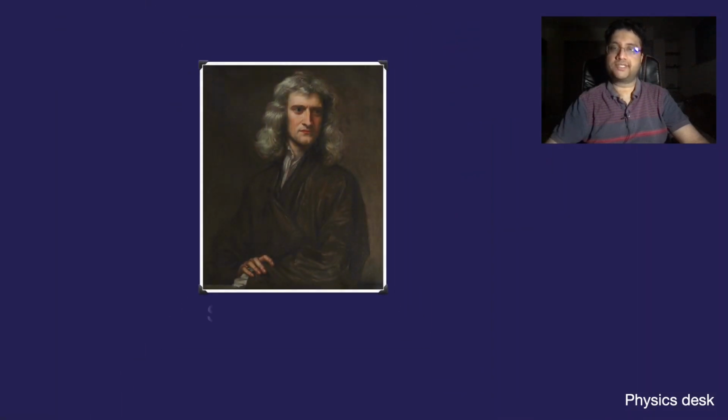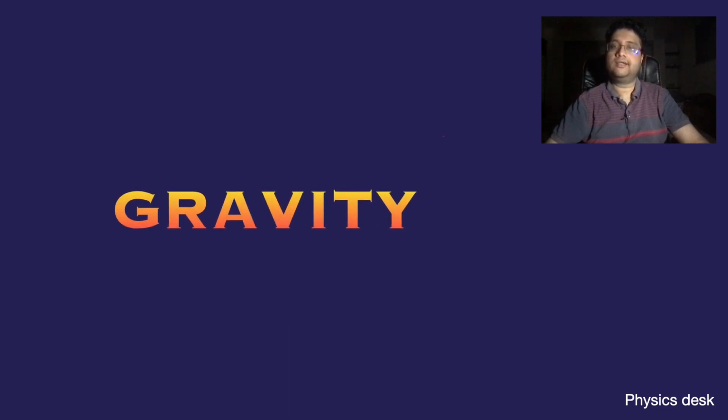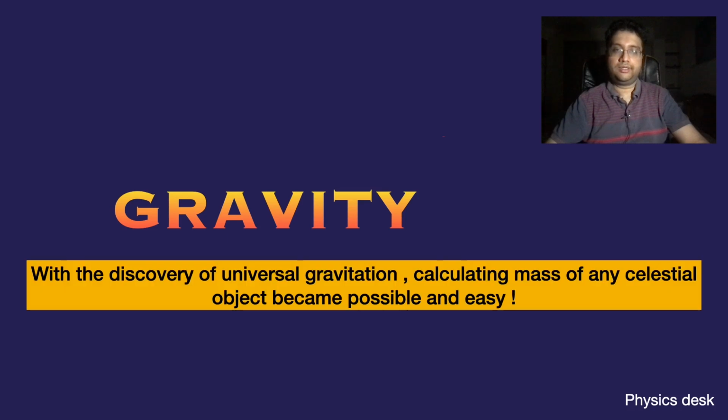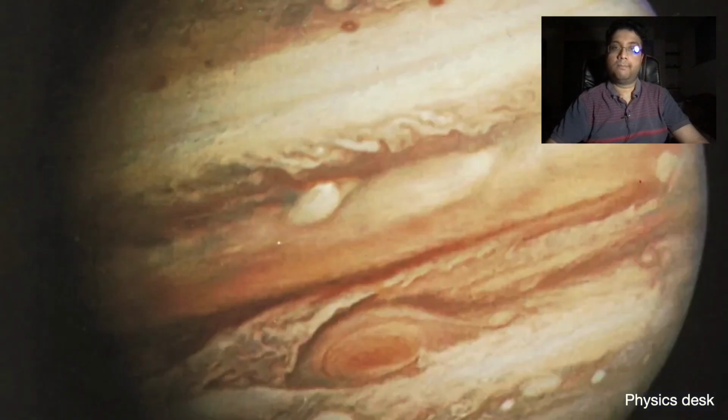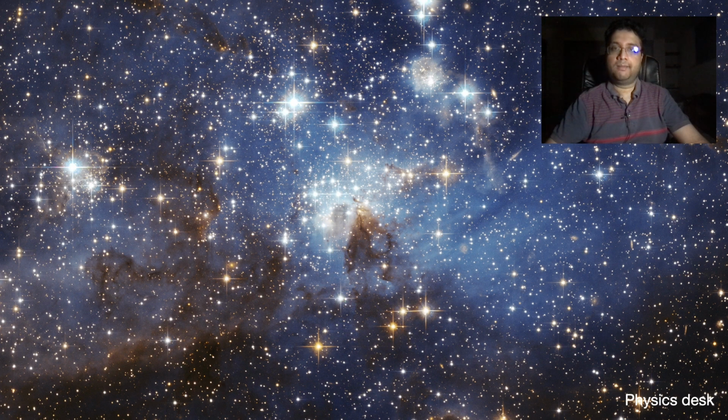The real solution to the problem of finding Earth's mass became possible only after the 16th century with the advent of Sir Isaac Newton and the discovery of universal gravitation. This discovery of gravity enabled us to calculate not just the mass of Earth but also the mass of other planets in our solar system, the mass of the sun, stars, galaxies, nebulas, clusters, etc.